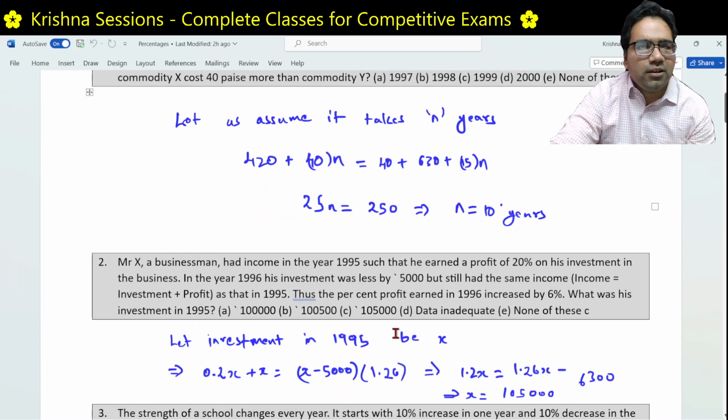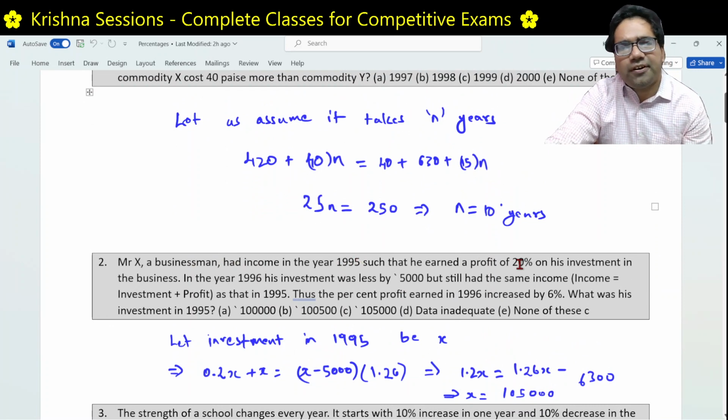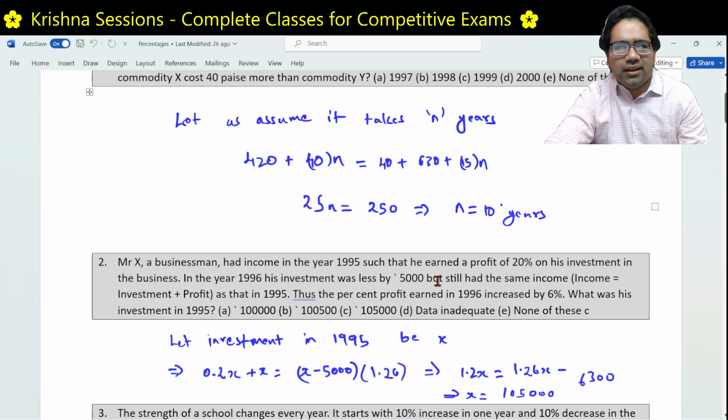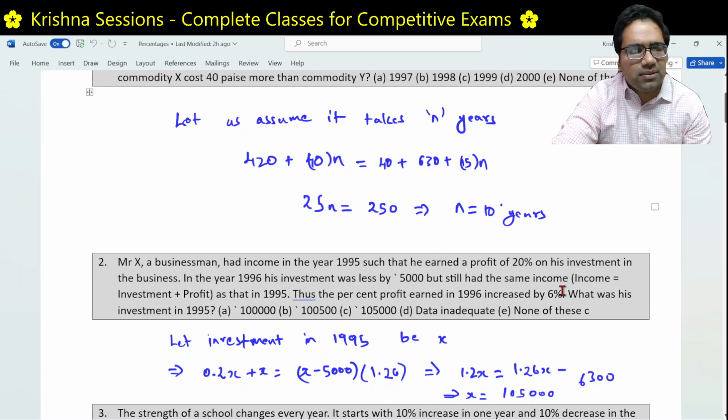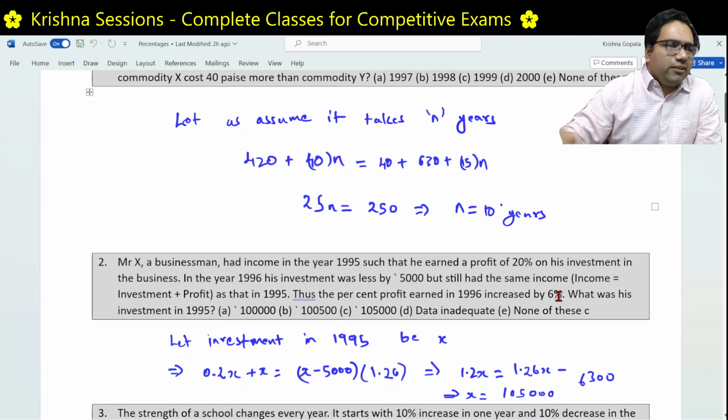Next. Mr. X, a businessman, had income in the year 1995 such that he earned a profit of 20% on his investment in the business. In the year 1996, his investment was less by 5,000, but still had the same income, where income is equal to investment plus profit, as in 1995. Thus, the profit percent earned in 1996 increased by 6%. What was his investment in 1995?